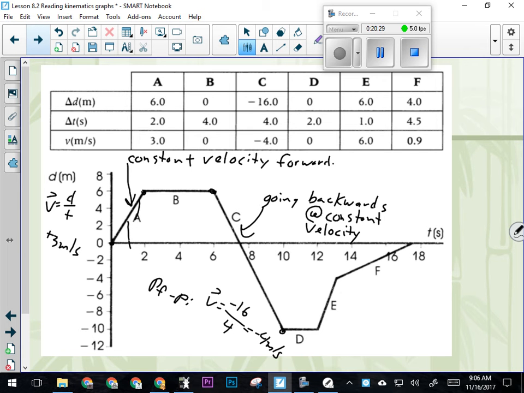Yeah, I have to add up every section. The displacement we know is 0 because the final position and the initial position are the same. So it didn't end up going anywhere, it ended up back where it started. But it did go forward and backward a whole bunch of times, so it traveled a distance.